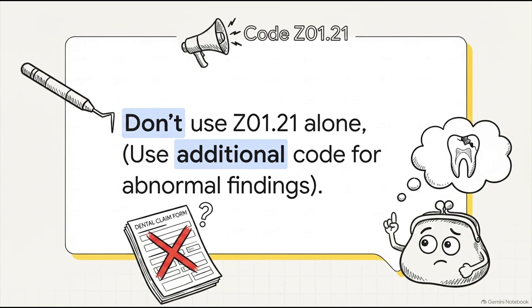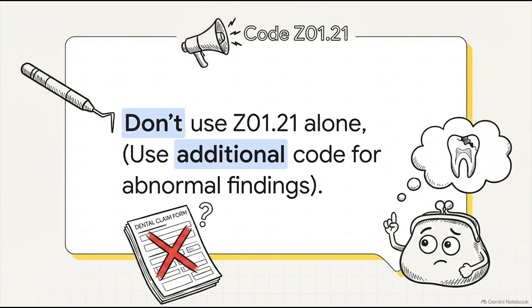But here is a massive audit trap you have to watch out for. Never ever code Z01.21 by itself. This code essentially screams to the insurance company, hey, we found something wrong. Naturally, the very next question the payer asks is, okay, well, what did you find? You must pair Z01.21 with a code specifying the exact abnormal pathology that was discovered. If you bill Z01.21 alone, your claim is almost guaranteed to be denied or flagged.